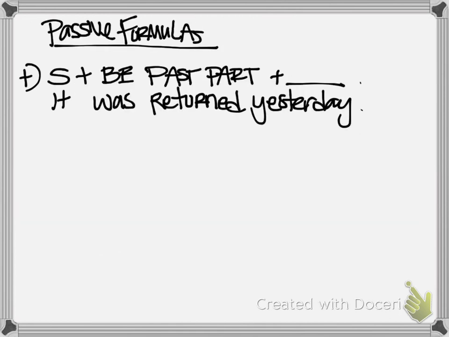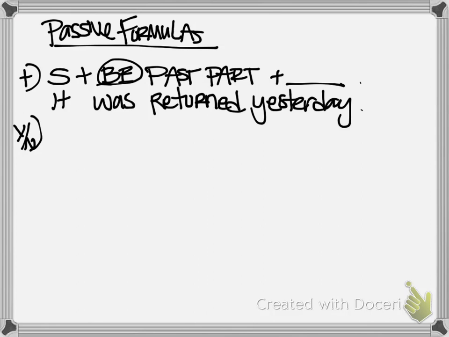All right, let's go over our formulas. So we have our first formula: subject plus be and past participle plus the rest of your sentence. So for example, it was returned yesterday. Now, usually I do a negative formula next, but I want to take a look at the yes or no formula because I want you to remember something. When you only have be, you're going to use that as your auxiliary.